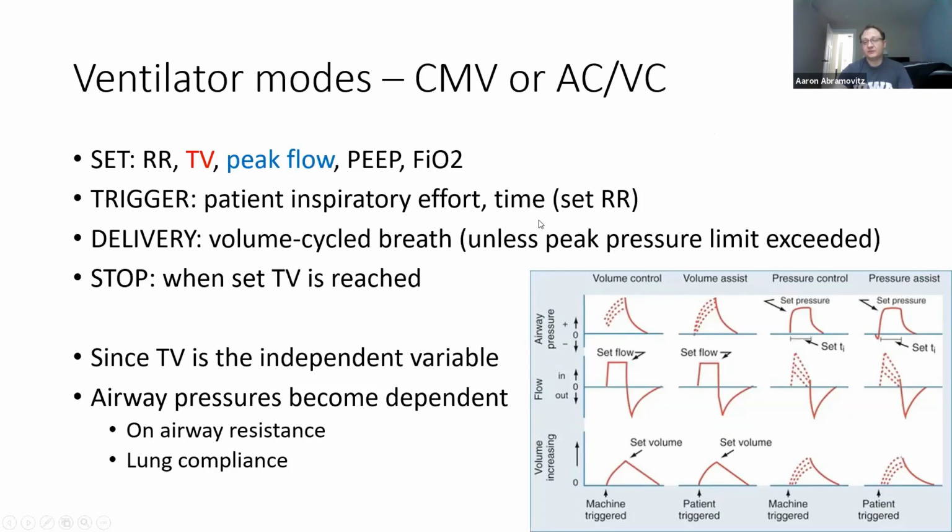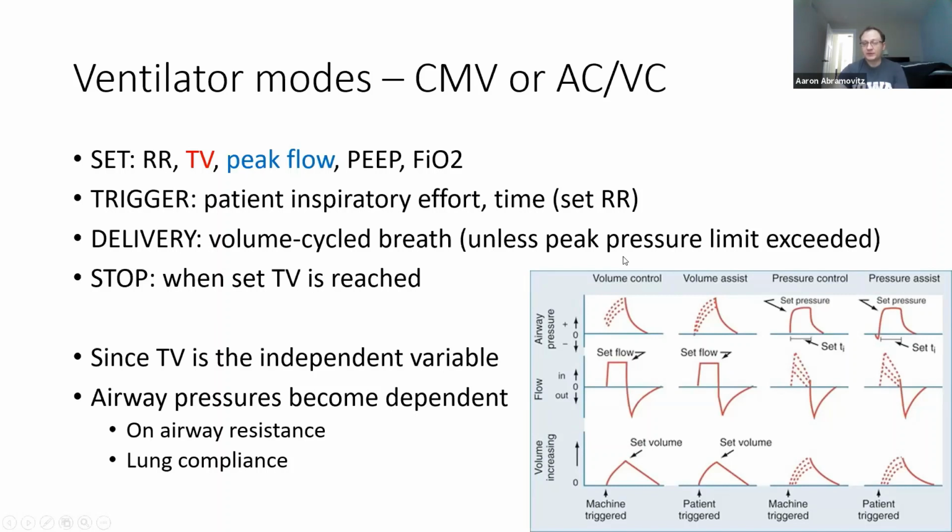If a breath hasn't been taken in long enough, the ventilator will trigger based on the set respiratory rate. The delivery is a volume cycled breath, and what that means is the ventilator calculates how much pressure it takes to generate the volume needed and averages that over 3 breath cycles, and then will continue to deliver that pressure as long as it's the pressure necessary to get that tidal volume into the chest.